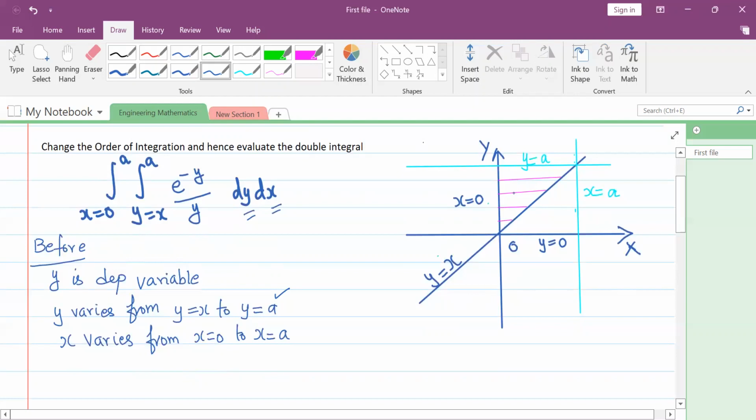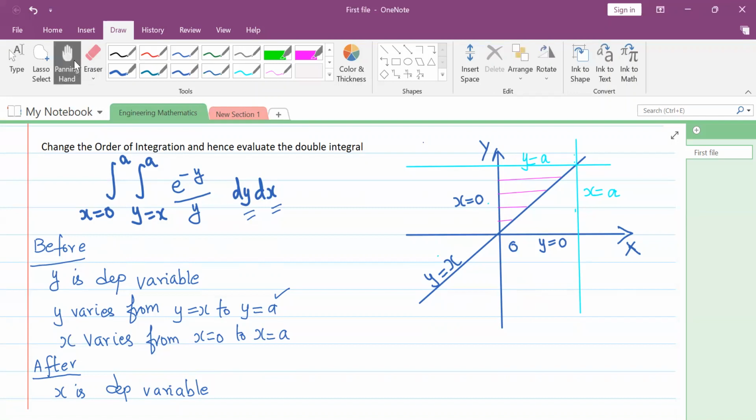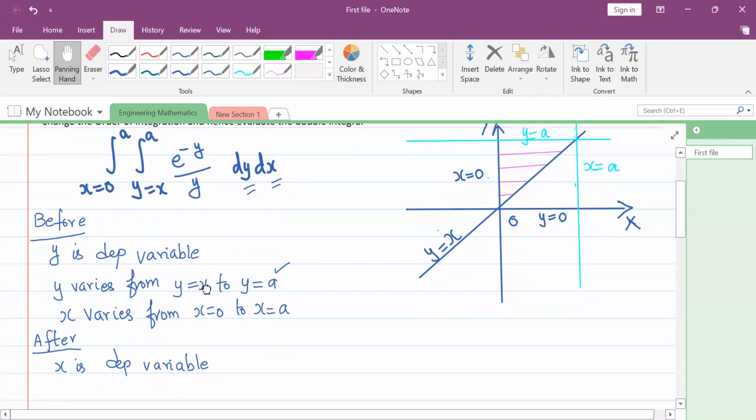Now, we are going to change its order. Once I change its order, I need a new set of limits, so I'll see what the new limits are. After changing the order, I'll be getting the other way compared to before changing the order. So x is the dependent variable now. Before changing the order, y was the dependent variable. Now x is the dependent variable. Now we'll come to the limits for x.